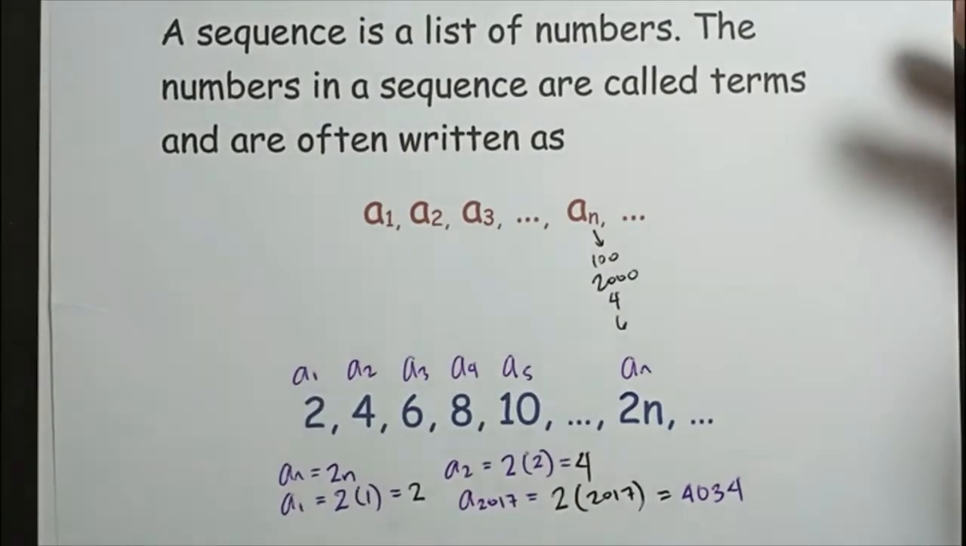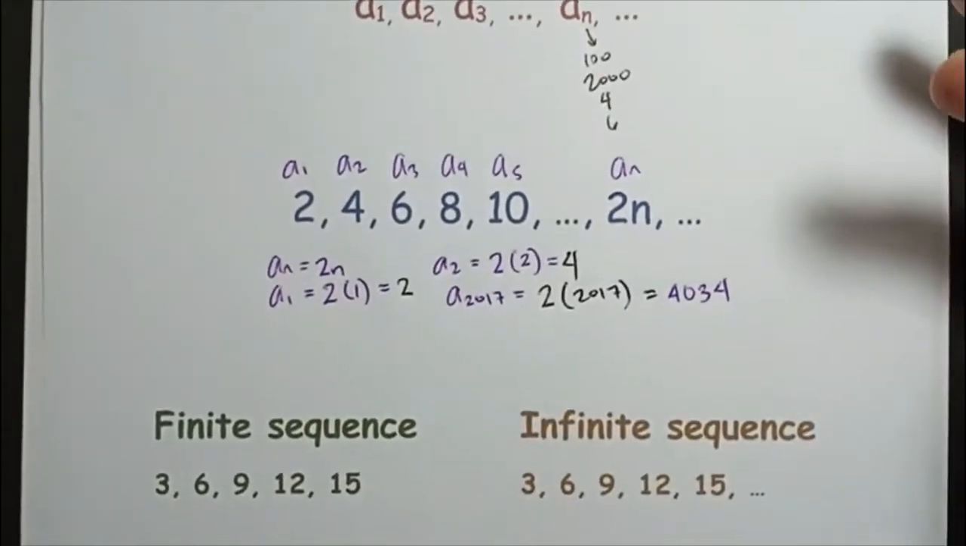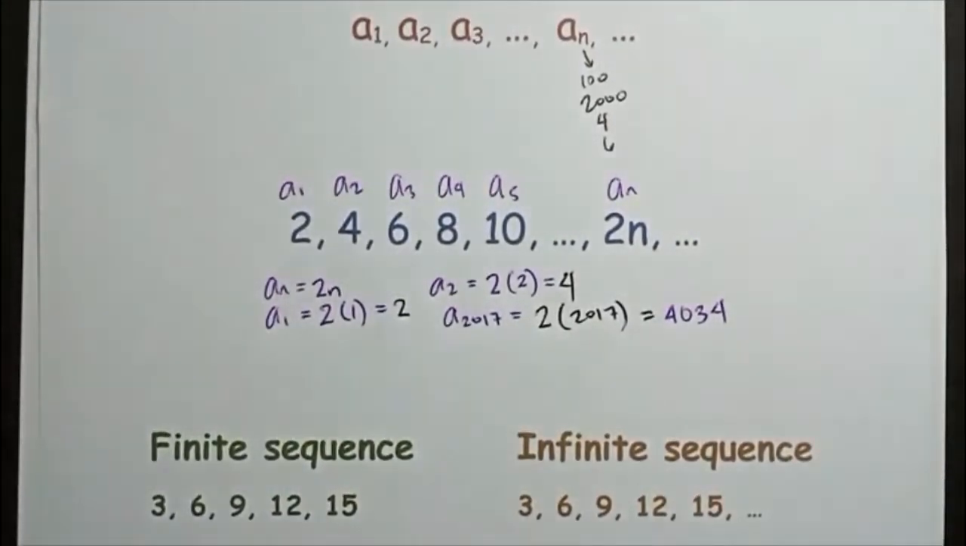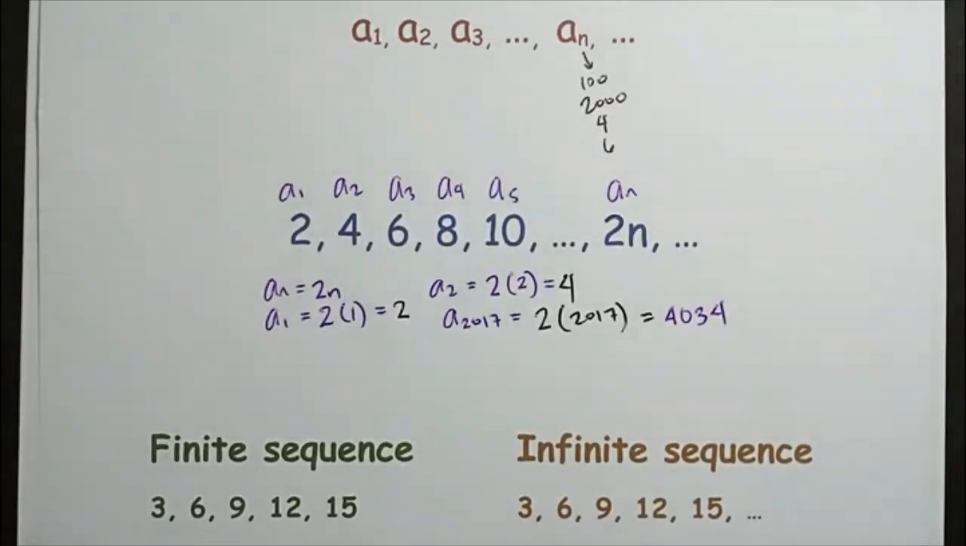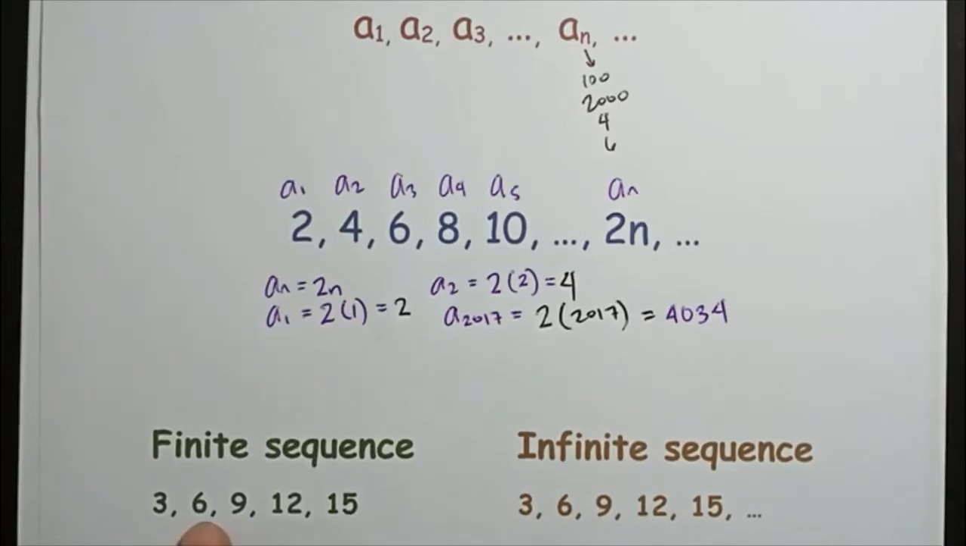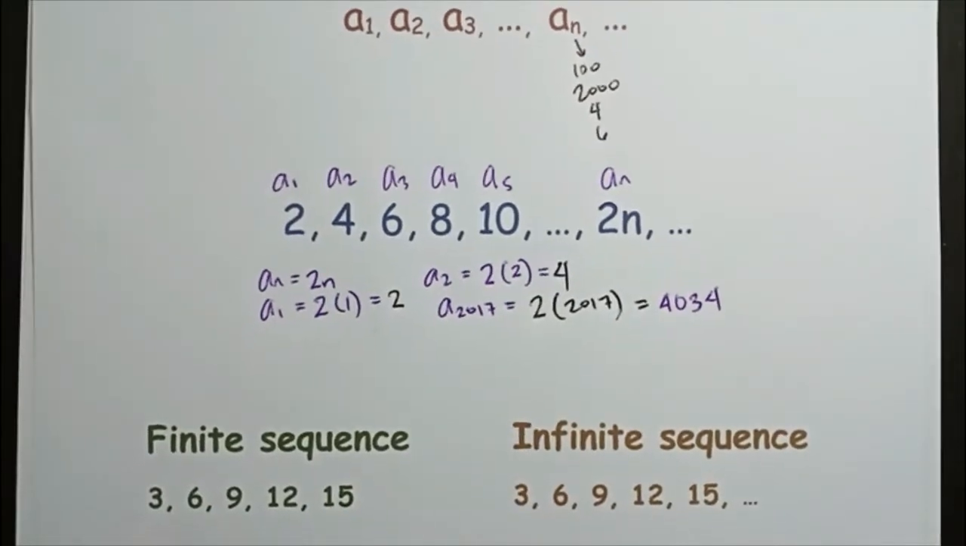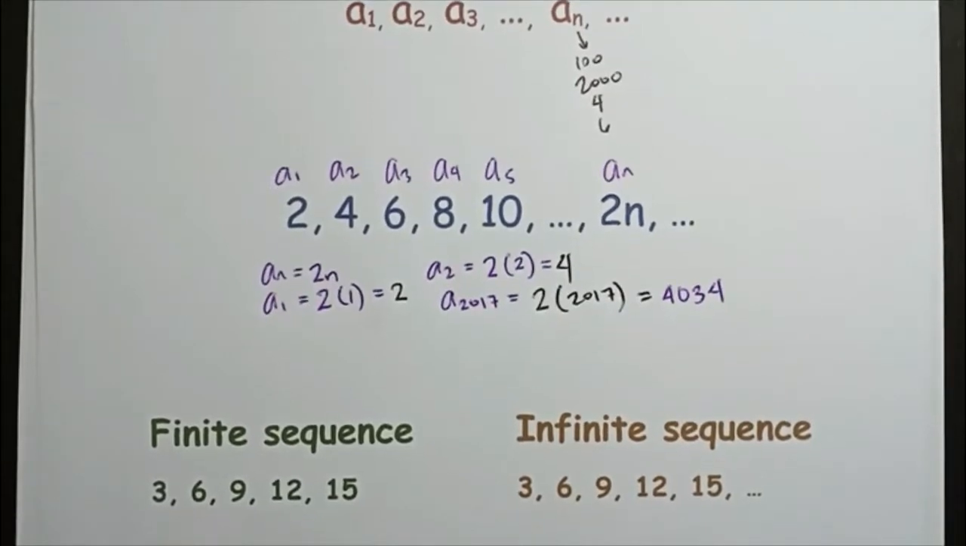Next, we have finite and infinite sequence. So, in this finite and infinite sequence, simple lang sinasabi dito, kapag finite sequence, syempre from the word itself, finite, meaning natatapos. So, ito yung mga sequence na merong last term. Example, 3, 6, 9, 12, 15. Hanggang 15 na lang siya. So, itong example na to ay sequence na merong 5 terms, which is 3, 6, 9, 12, 15.